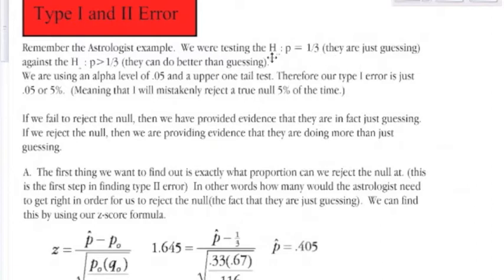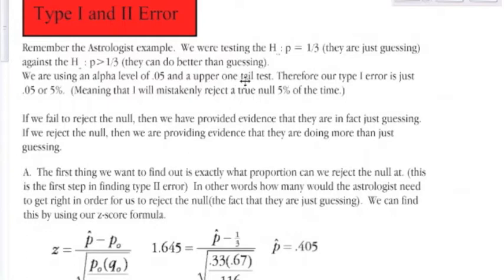If someone were just guessing, if the H0, where we assume that there is no effect present, they have a 1 out of 3 chance of guessing correctly. The alternative is that they believe that they can do a much better job than just guessing. So we write that my p is going to be more than 1/3. Our alpha level for this problem is going to be 0.05, and it's an upper tail test, a one-tail test.